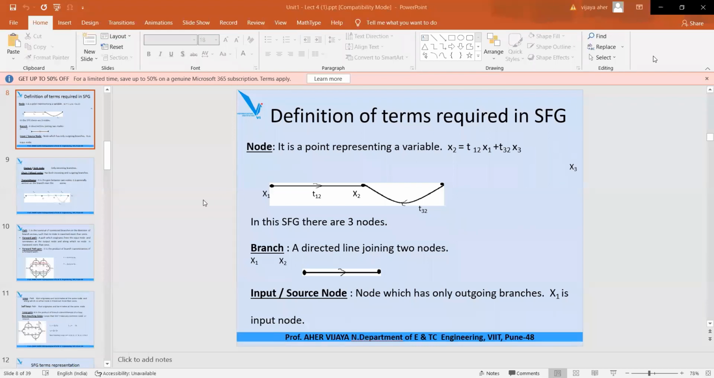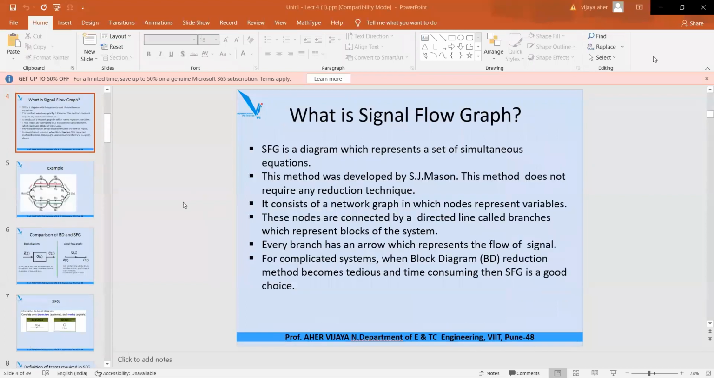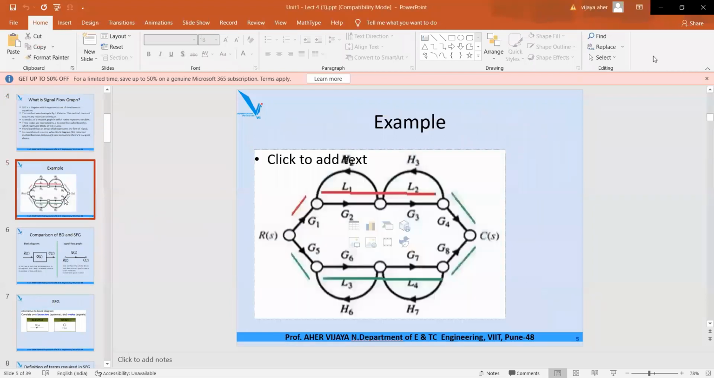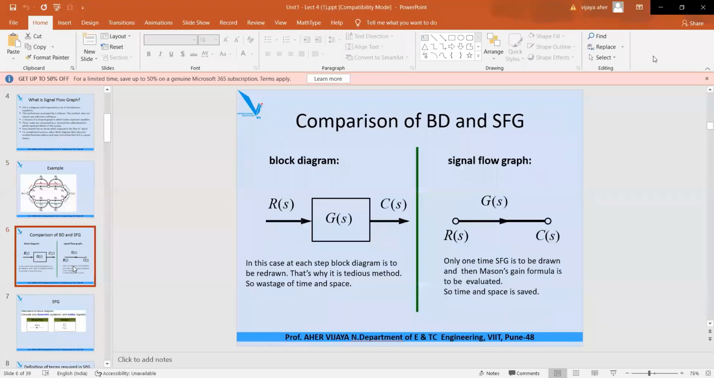Let's move ahead. So recap, you have told me; once again I will tell you. In the last lecture, students, you have studied all these things. I have taken one example. What is signal flow graph? That you have studied. I have given this example. What is loop? What is path? Forward path, reverse path. Then comparison between block diagram and SFG, signal flow graph, you have studied.